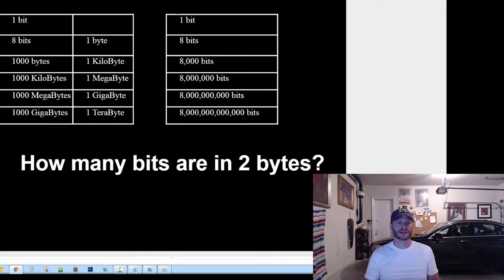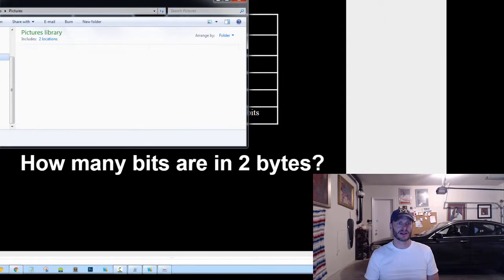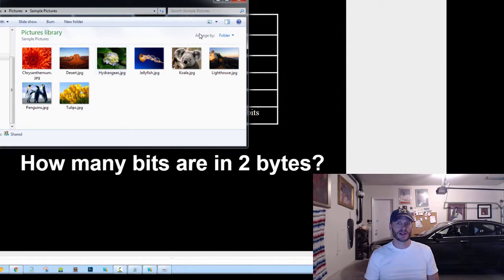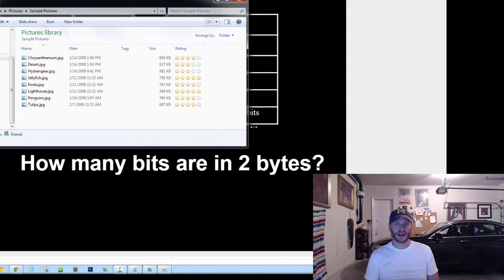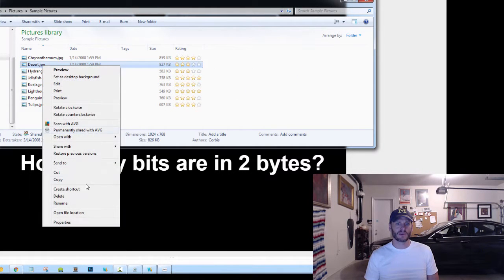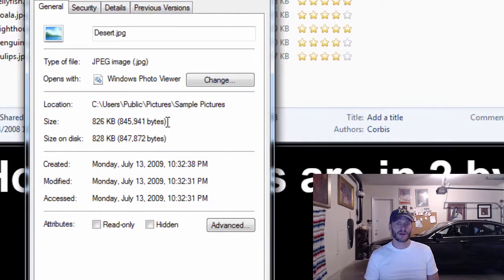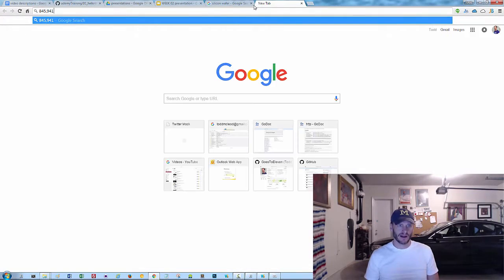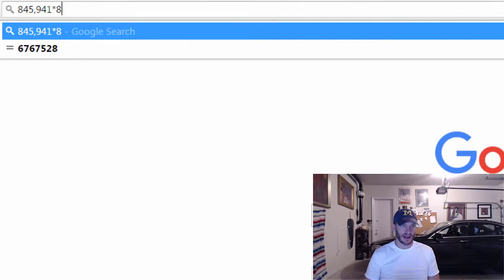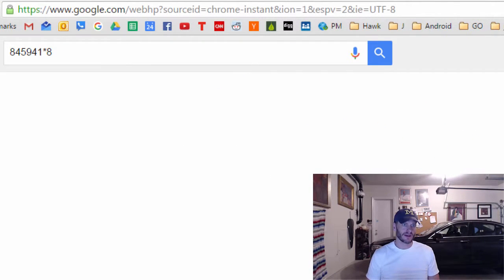So when you look at an image, let me just go look at my computer, and I'm sure I've got some sort of an image here. My pictures, sample pictures, and let's change the way we're looking at that and go to details. And properties. And here we have 845,941 bytes. To figure out how many bits that is, we could bring that into here and multiply that by 8. And I think I need to take the comma out.